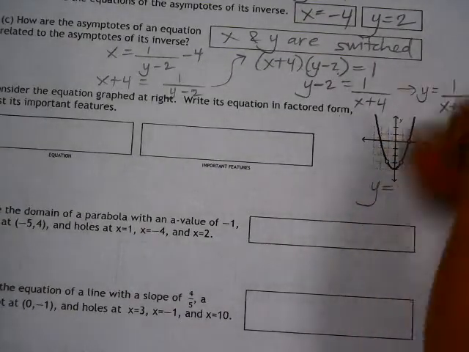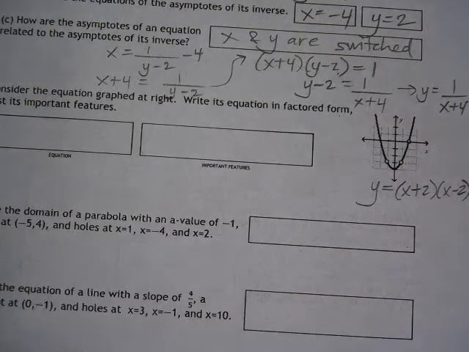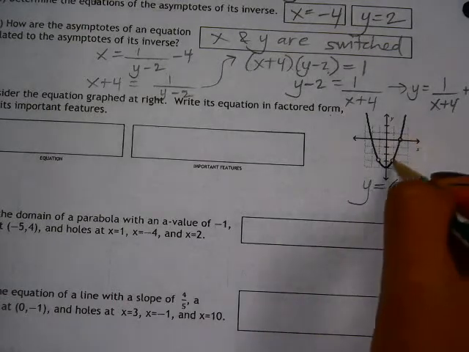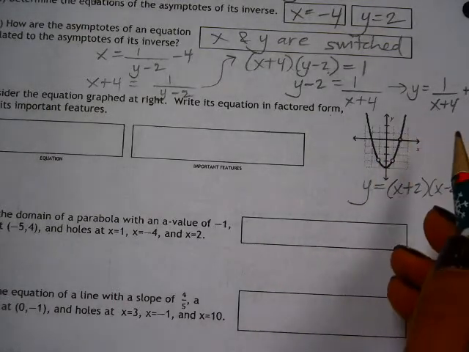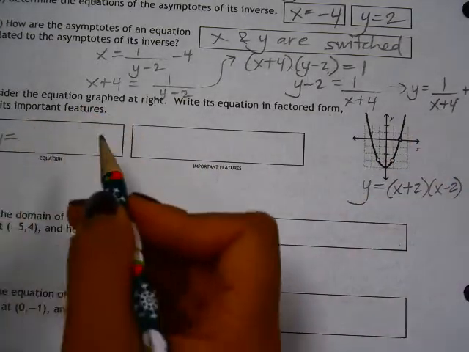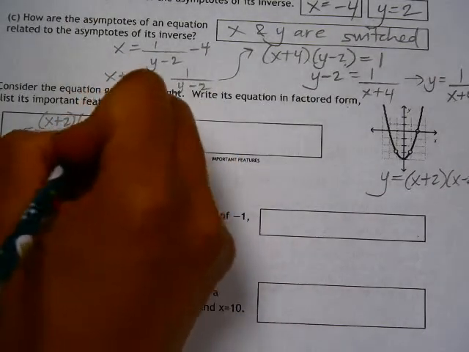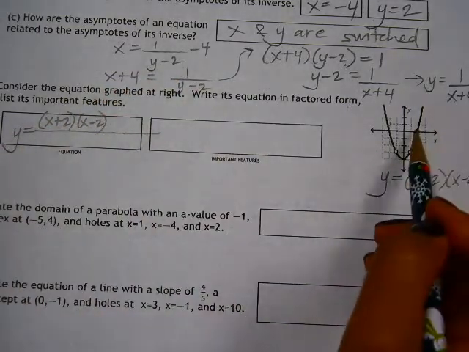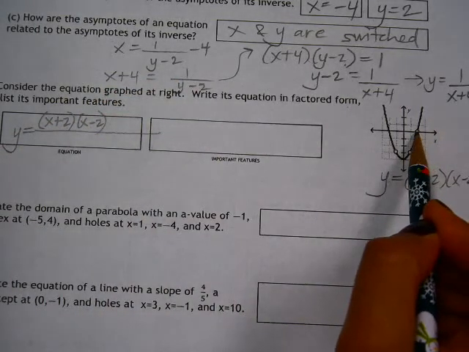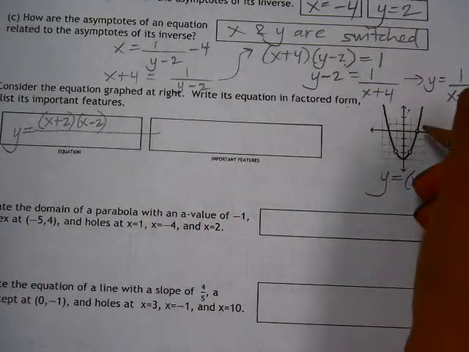roots of 2 and negative 2, so x plus 2, x minus 2. But since there are 3 holes here, we need to include those additional factors that would create those holes. So y equals, we have our original parabola equation, x plus 2, x minus 2. We also can see here that there is a hole at 2. So that would mean that we need an additional factor of x minus 2.